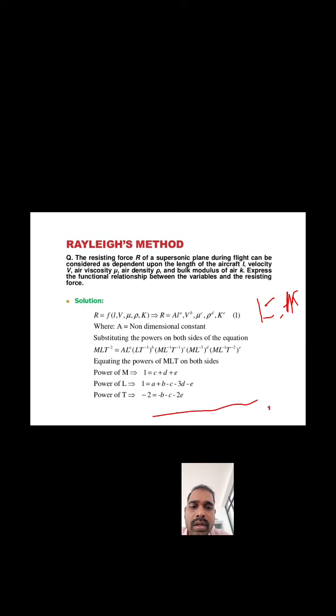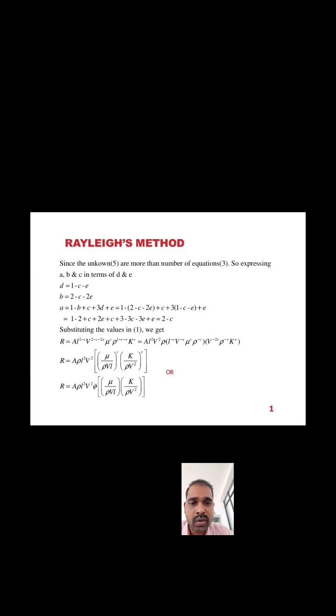There are 3 equations and 5 unknowns, a, b, c, d, e, sorry. There are 3 equations and 5 unknowns. So you have to use a mathematical principle, right? You have to find the values of a, b, c, d, e.